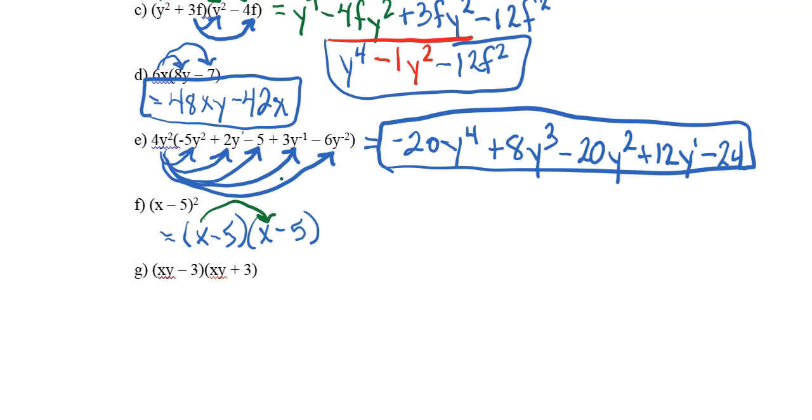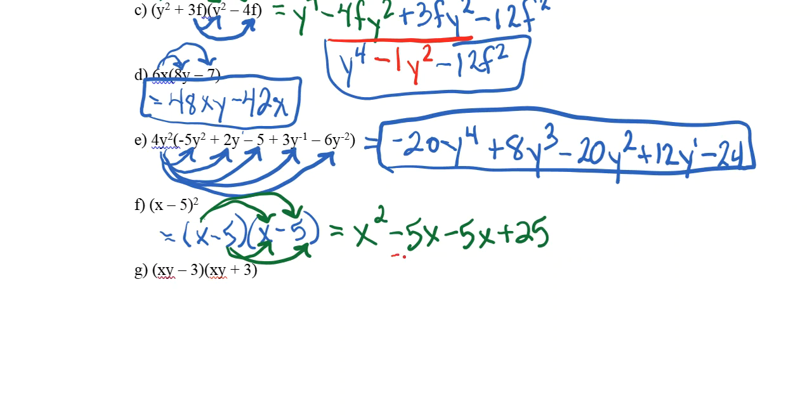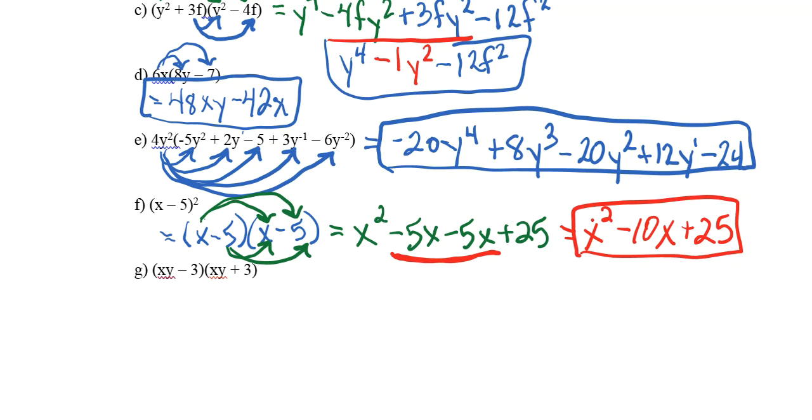So I'm going to do x times x, and that's x squared, x times negative 5, so it's negative 5x, negative 5 times x, negative 5x, negative 5 times negative 5 is a positive 25. Now as I look at this, I see my middle terms are the same, they're both x. My first term's by itself, negative 5x and negative 5x is negative 10x. 25, there's nobody else like it. So I am done. Okay, last one we're going to try in this multiplication section.